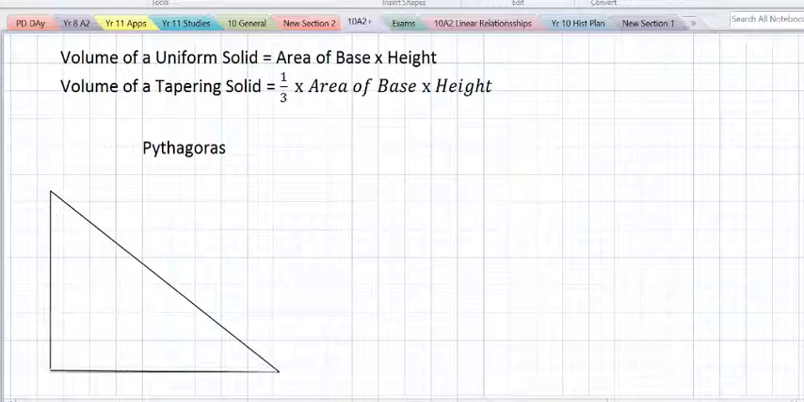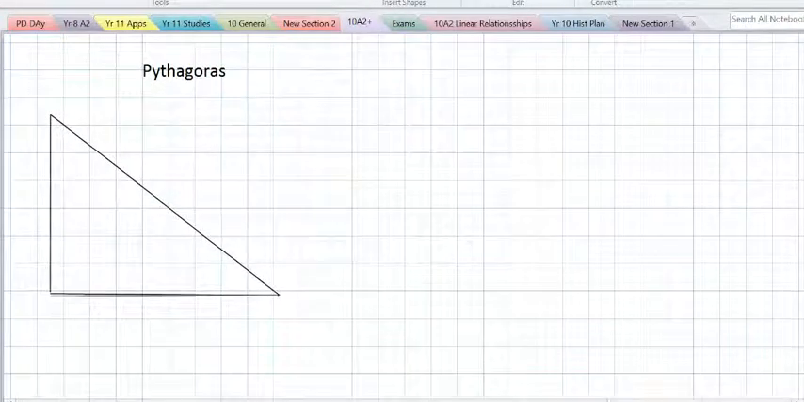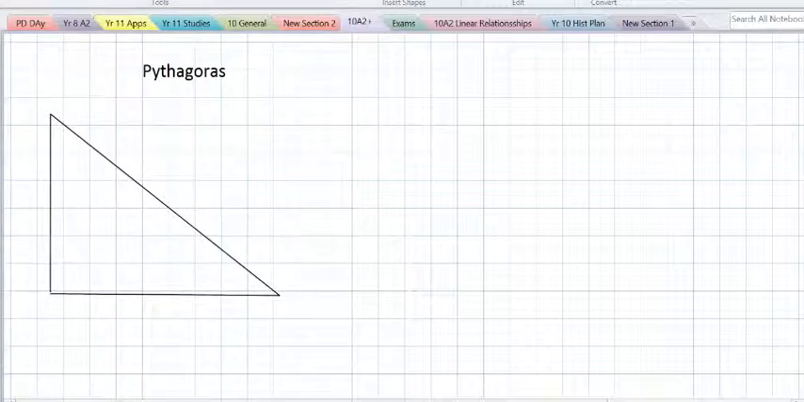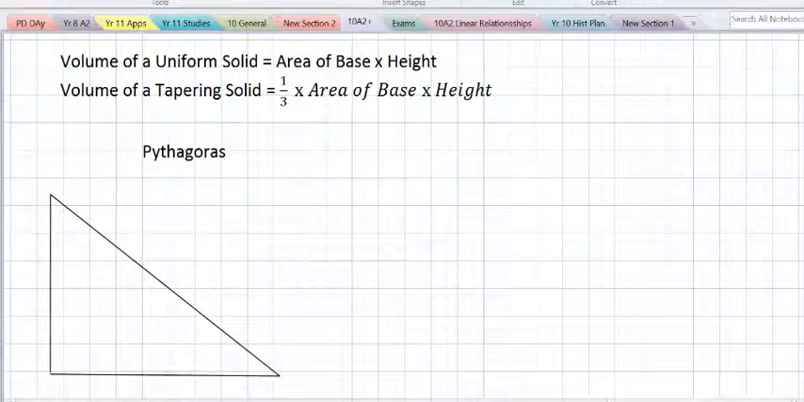Alright, so Pythagoras. The most important part is getting the right angle. Nathan Blake. Nathan Brody Blake. Can you please be quiet?